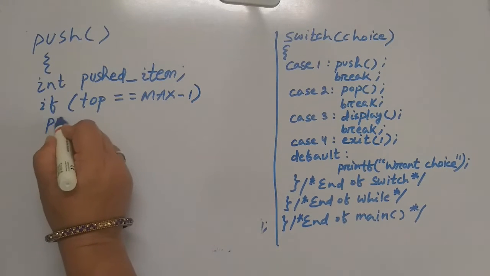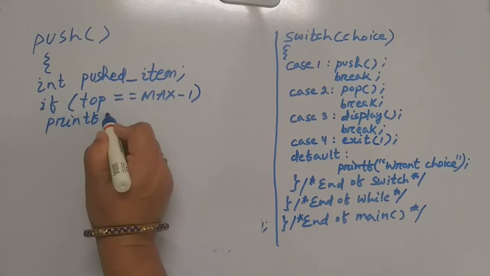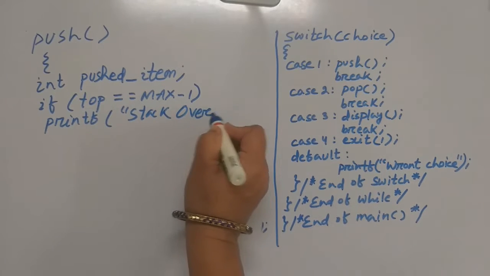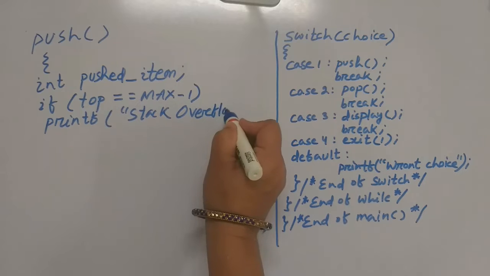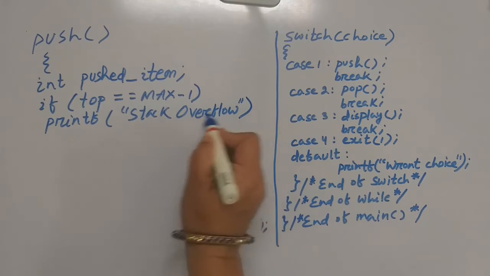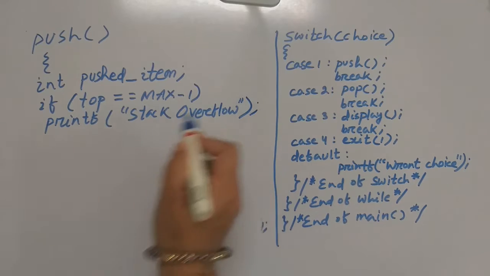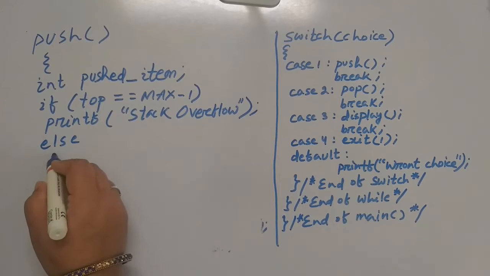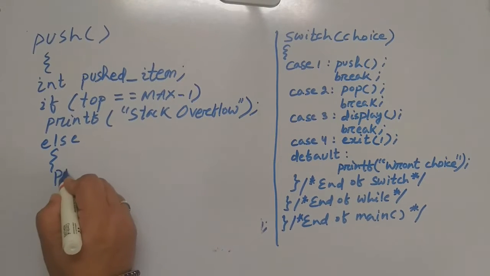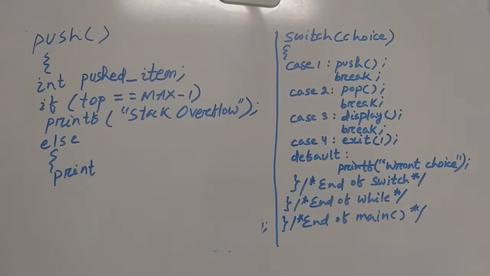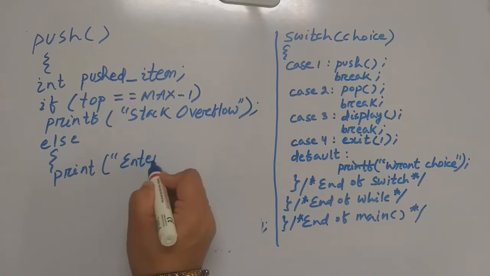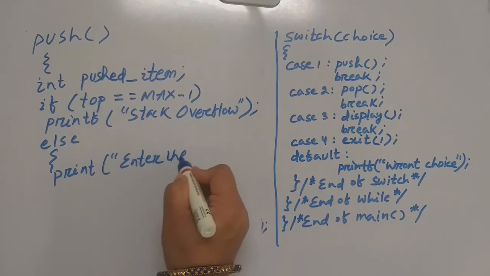Then printf stack overflow. I already told you in the previous video that when we enter any value into the stack, we check the condition of stack overflow, else. I am giving another example to tell you in detail what the push operation means once again, using that program and how you execute it. So enter the item.